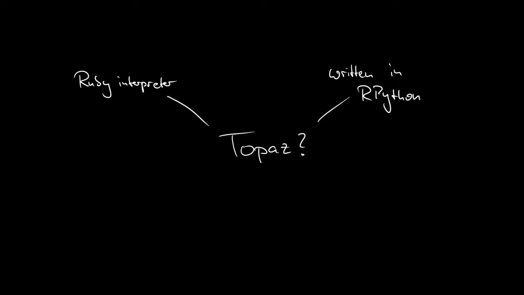So Topaz. Topaz is, first, a Ruby interpreter. It has a custom bytecode set that it interprets, and that's just pretty standard. Parsing Ruby, compiling Ruby into bytecodes, interpreting those. That's fine. That's easy. Everybody does that, right? Now, the first little thing is it's written in RPython, and this kind of is Python, but isn't quite Python. But I'm going to get to that later.